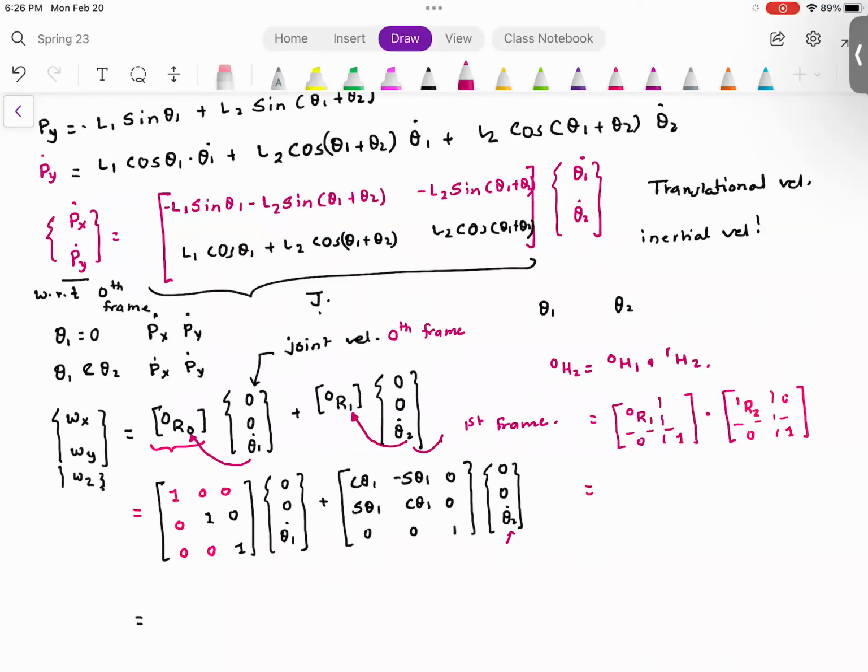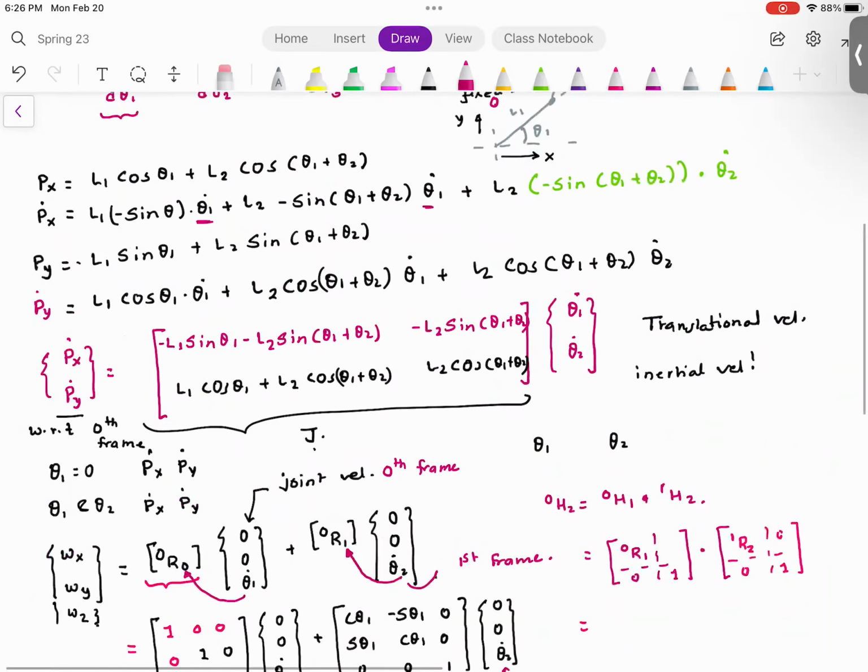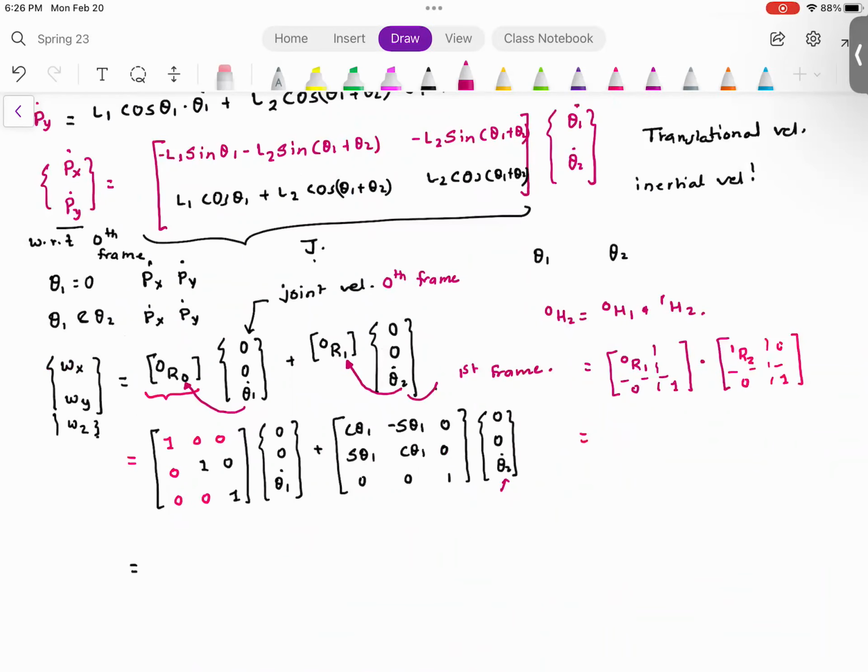Everyone understood this? Once again, I repeat, because when the robot arm becomes complex, there's something easier to forget. So 0, 0, theta 1 dot, this is the velocity, theta 1 dot. If you see, theta 1 dot is about this guy. Theta 2 dot is about this guy. And there is no theta 3 dot. Everyone understood this? So theta 1 is about 0, theta 2 about 1. So we get this expression.